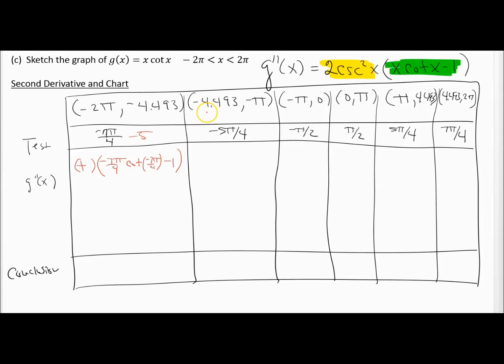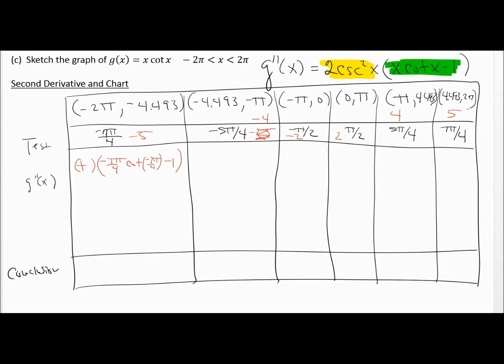Right here, something between negative 4 and negative 3.14 would be negative 3.5. That's better, decimal. Something between negative pi and 0, okay. Maybe negative 2. Something between 0 and pi, positive 2. Something between pi and 4.493. Well, pi is 3.14, so 3.5 would work, or even 4 would work. I don't know why I didn't pick negative 4 here. That would have been fine. Let's do that. Negative 4 and 4. And then positive 5 would work here.